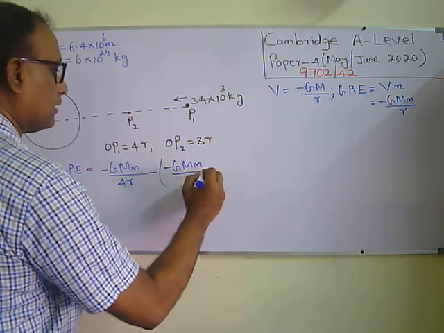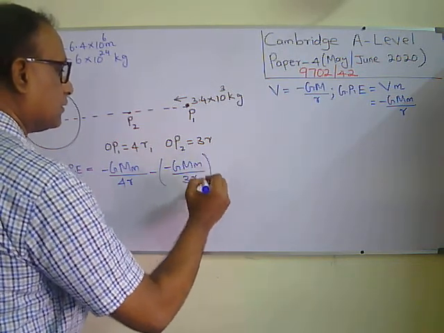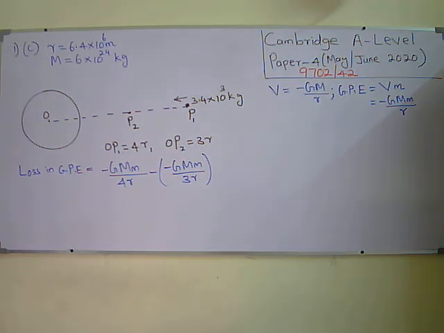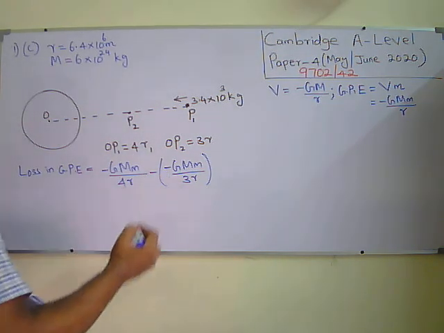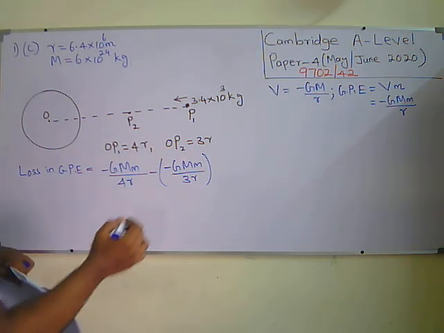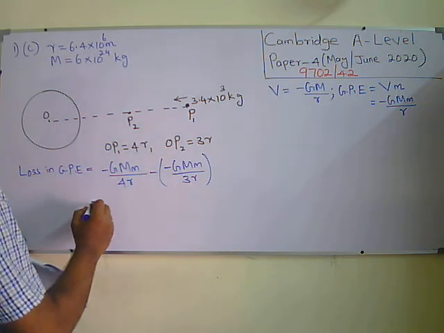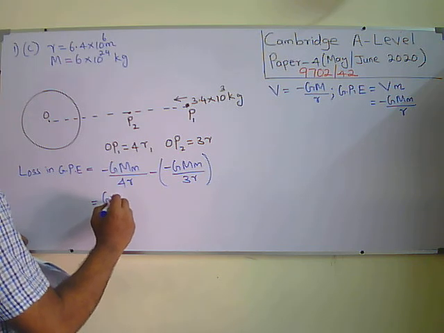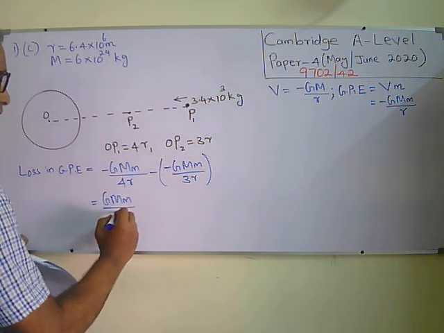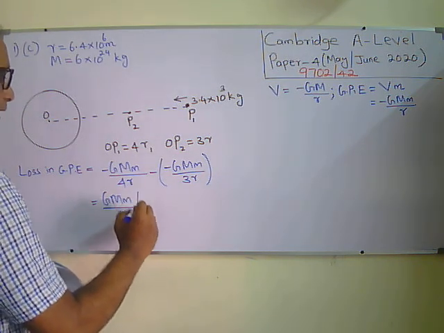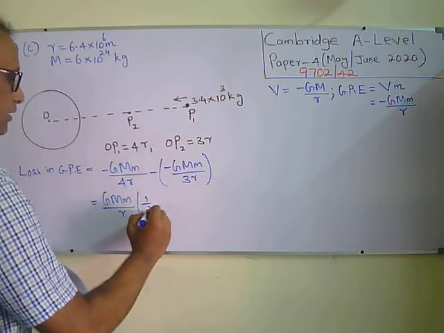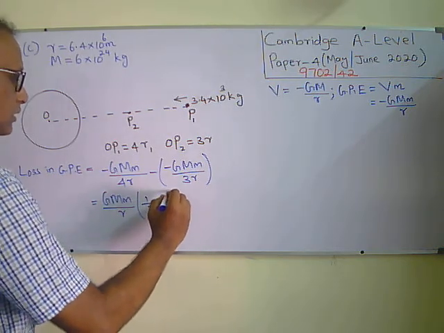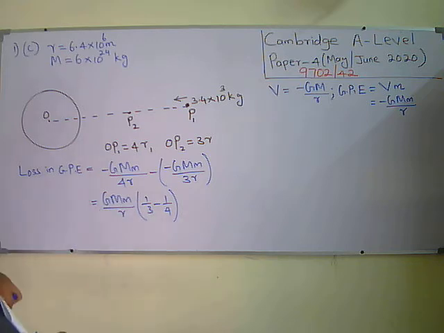GMm over 3r. Okay, so here I can take common, then minus minus becomes plus. So I can take common like this. Now physics is over, now it's maths. I can say GM over r, and if I take it within bracket, it will become 1 over 3 minus 1 over 4. So all the values are given, so substitute it.